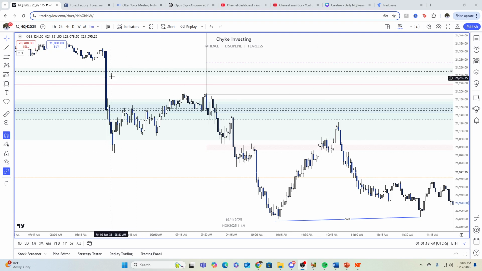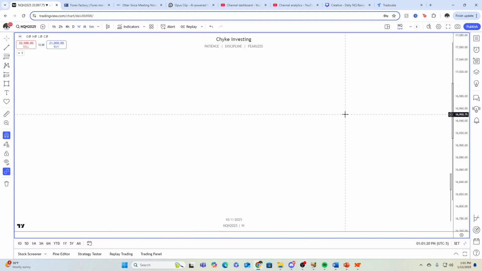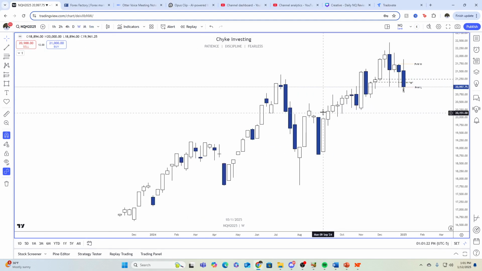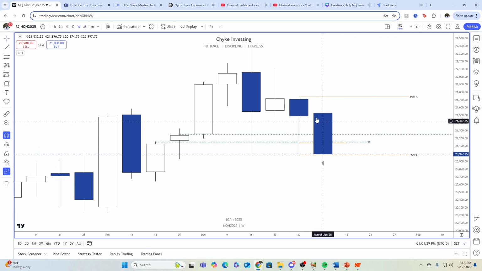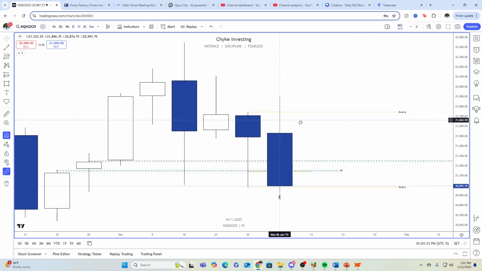Now, let's cycle all the way back to the weekly time frame. Today is Friday, and we had a pretty interesting weekly candle.